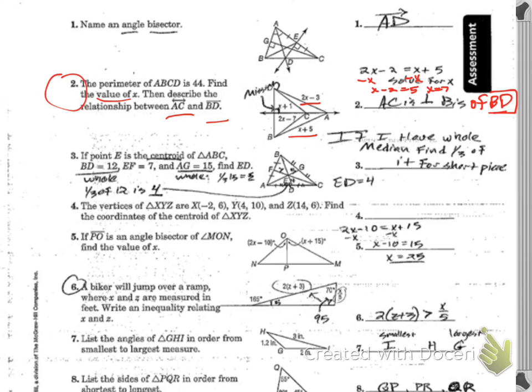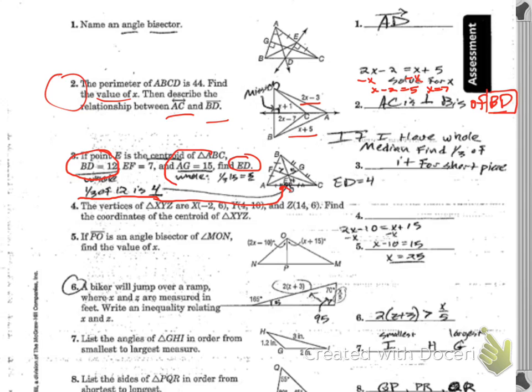Okay, and then we held up on 3. We started filling in whenever you get the whole median. You want to make sure you find the third, because that's the short piece. That ends up directly answering the question, what's ED? Well, by just doing that, you found ED. That's the short piece of BD that's given there.